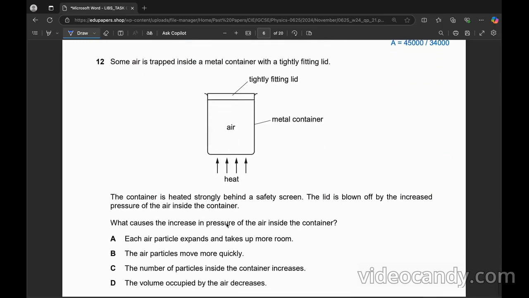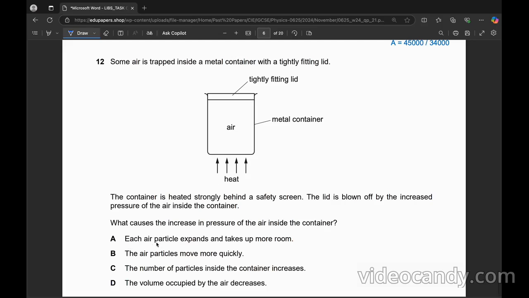Question 12. Some air is trapped inside a metal container with a tightly fitting lid. The container is heated strongly behind a safety screen. The lid is blown off by the increased pressure of the air inside the container. Which causes the increase in pressure of the air inside the container? Option A is each particle expands and takes up more room.